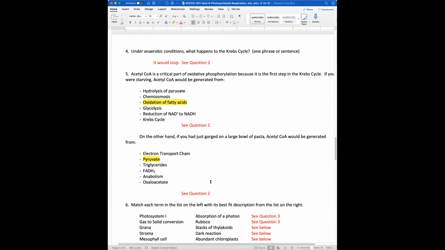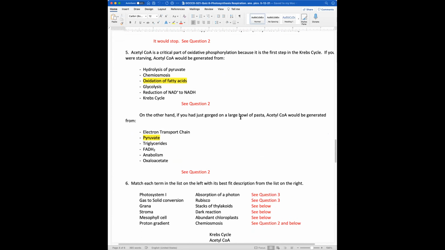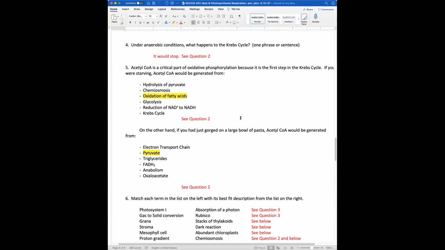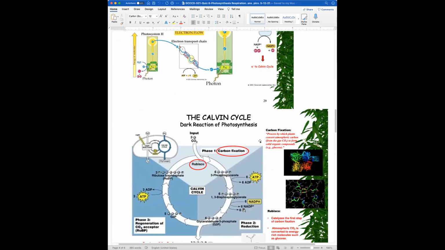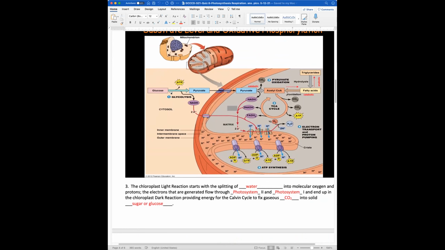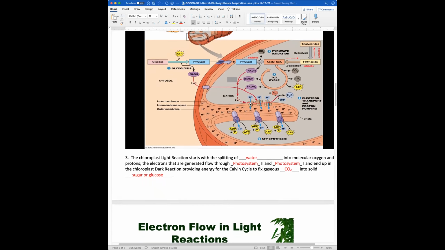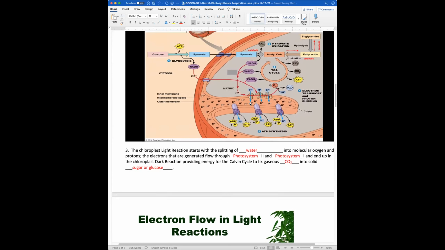And then the other part of that question was, if you had just eaten a large bowl of pasta, where would your acetyl-CoA come from? It would be from pyruvate. Now you don't need fat because you have lots of sugar from starch, and that is converted to pyruvate, and pyruvate to acetyl-CoA. So the answer to that question is, if you had lots of sugar, acetyl-CoA would come from pyruvate.